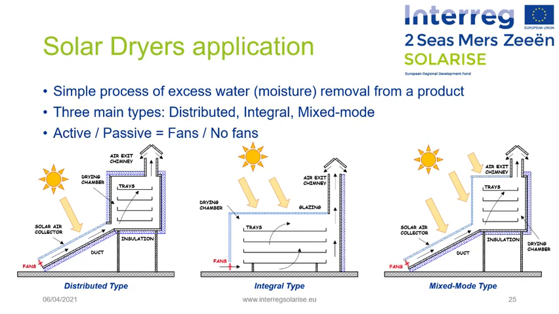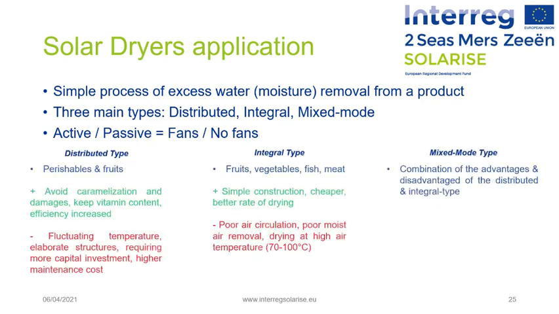Fans can also be added to solar dryers to force the air to enter the drying chamber and enhance the process of water removal from the product. We define them as active solar dryers that use forced convection, instead of passive solar dryers, which use no fans and only natural convection in the process. Each type of solar dryer is made for specific products and has different advantages and disadvantages.